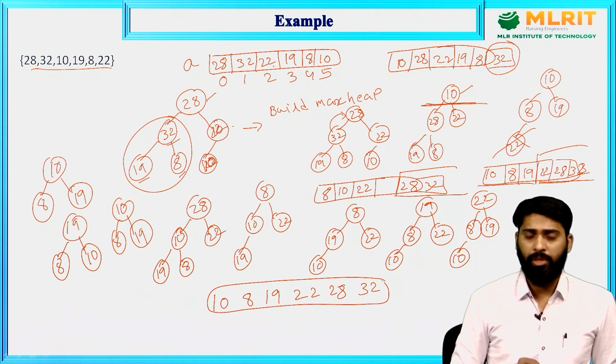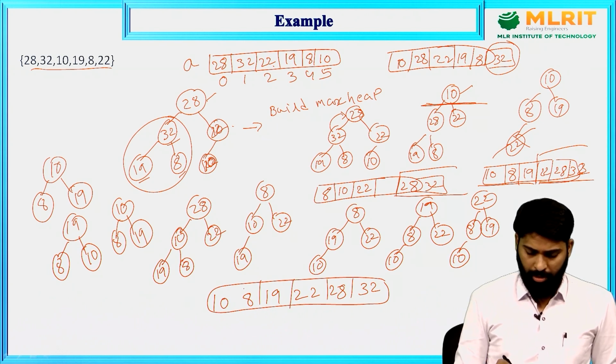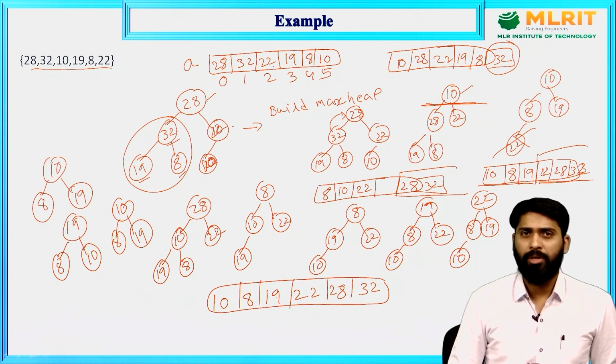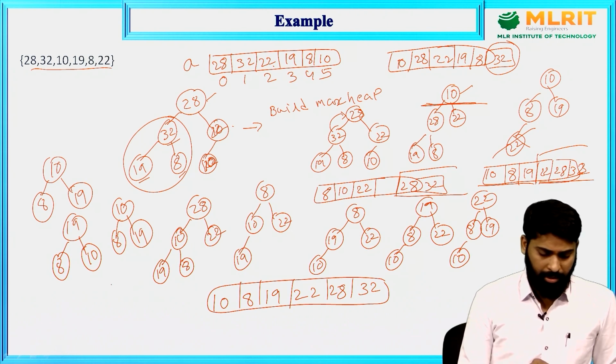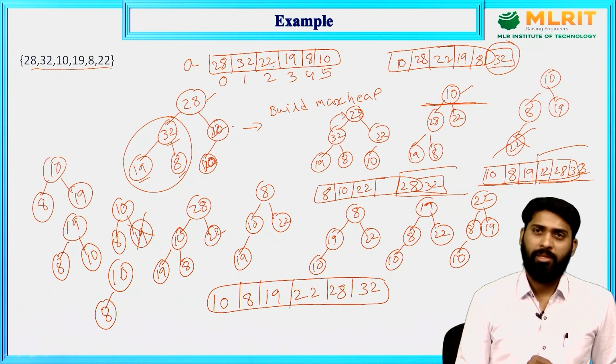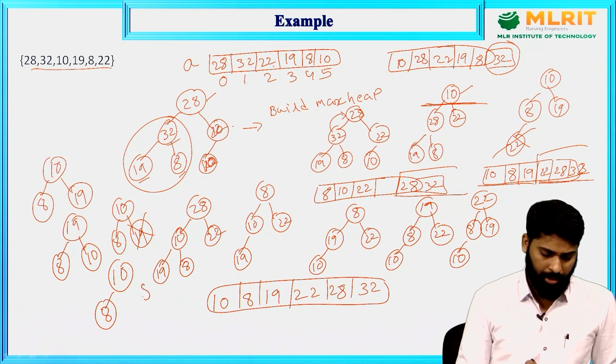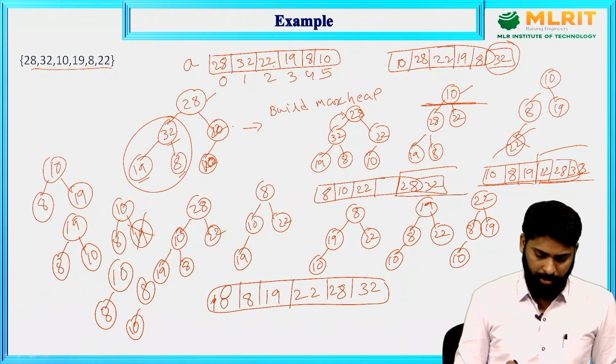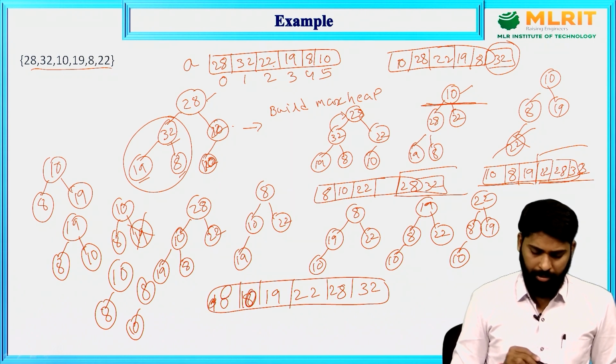So this is the fourth iteration. So last four elements are in sorted order: 19, 22, 28, 32. So now remaining elements, delete root 19. So remaining elements are 10, 8. Yes, it is max heap. So replace 10 with 8. So it becomes 8, 10. So the array becomes 8 and 10.